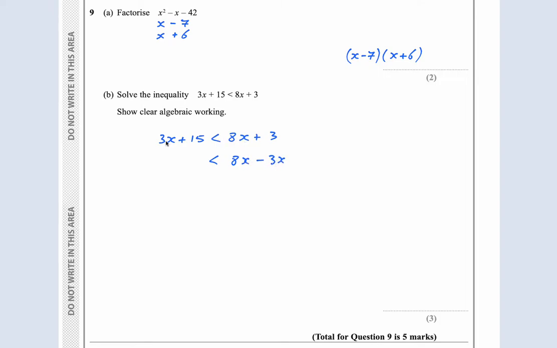So 8x minus 3x, I'm subtracting 3x from both sides, and here I'm subtracting 3 from both sides. So in one go, subtract this 3 over here, subtract this 3x over here. 15 minus 3 is 12. 8x minus 3x is, sorry, 5x. And x is then greater than 12 divided by 5. That's fine, you can leave it like that, or use your calculator. That is actually 2.4, so x is bigger than 2.4.